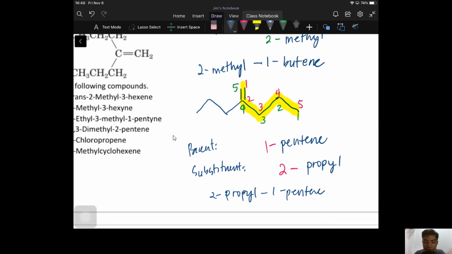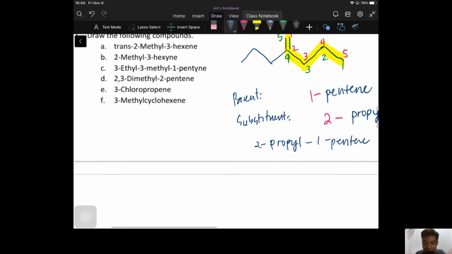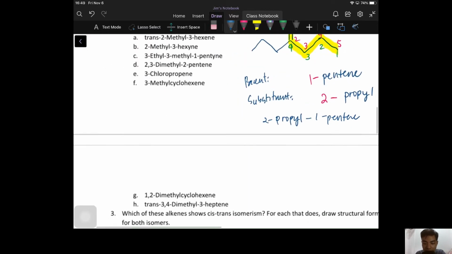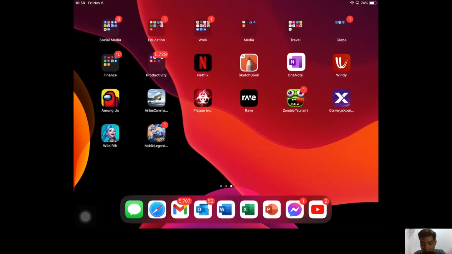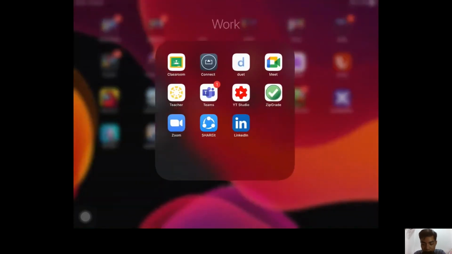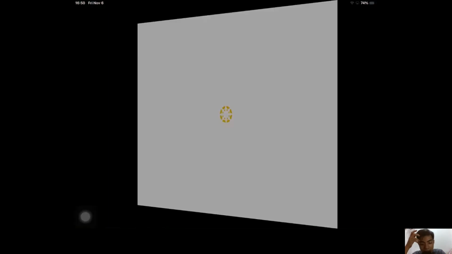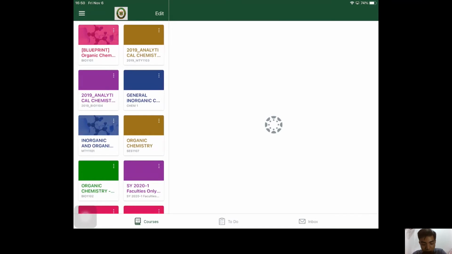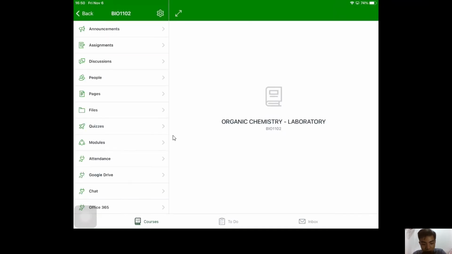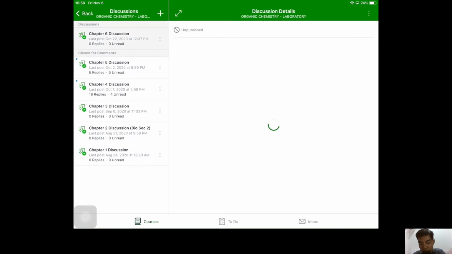Okay? So, practice pa. Marami pa tayong ginagawa dito. Practice. By the way, kung hindi nyo alam kung saan galing itong kinukuha kong practice, punta lang kayo sa Canvas. Share ko lang. Punta kayo ng Canvas, then go here. Go to your Canvas, punta sa discussions, andito yung ating worksheets.